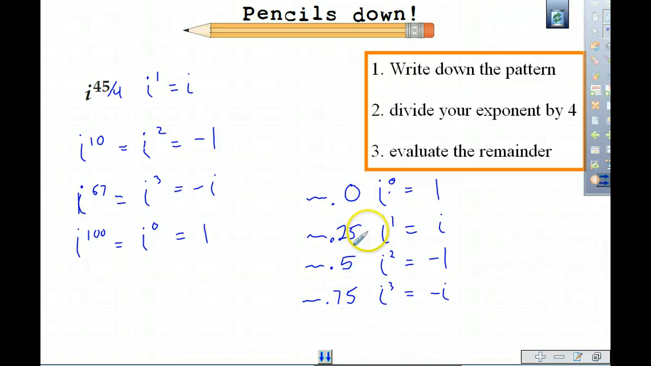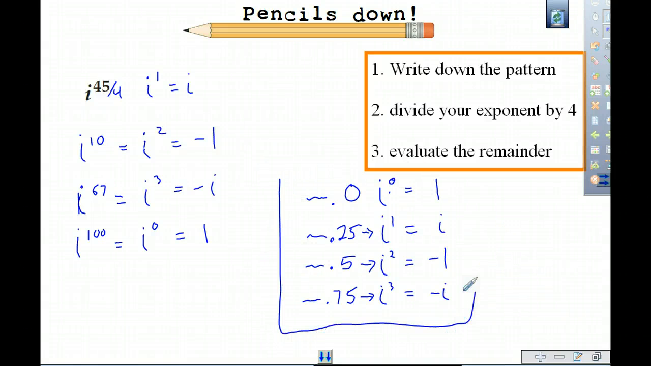So you want to start equating these. When you get a 0.25, that's i to the 1. If you get a 0.5, that's i to the 2. If you get a 0.75, that's i to the 3. And how do you know that? Remember, this is out of 4. So 1 out of 4 is 0.25. 2 out of 4 is 0.5. 3 out of 4 is 0.75. This is a table that's going to get you through all of this. Having this information will help you out in every way.